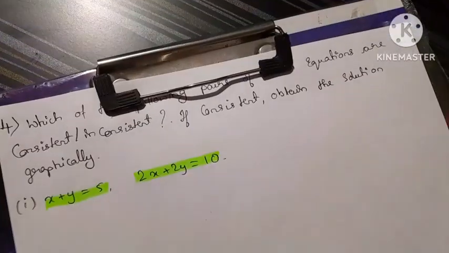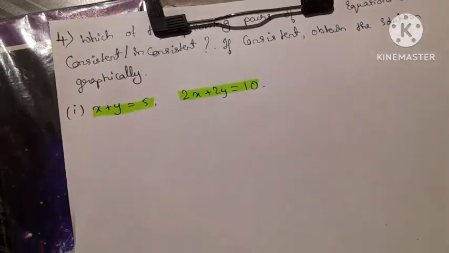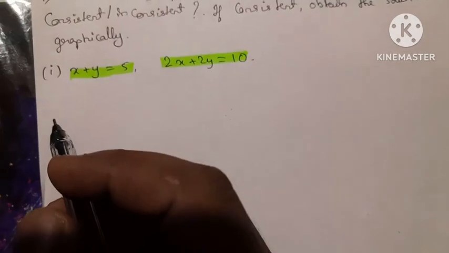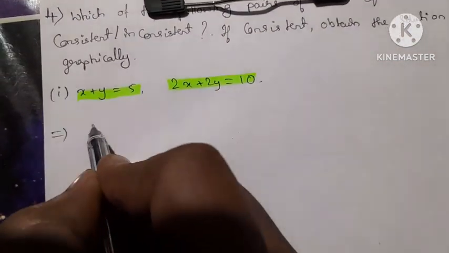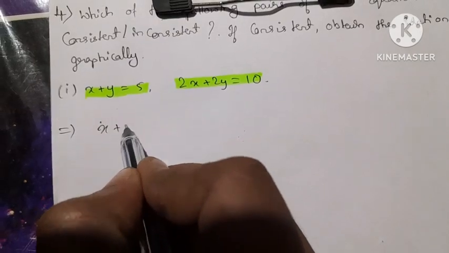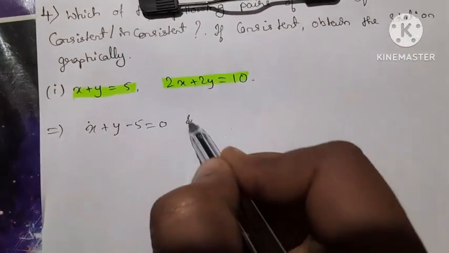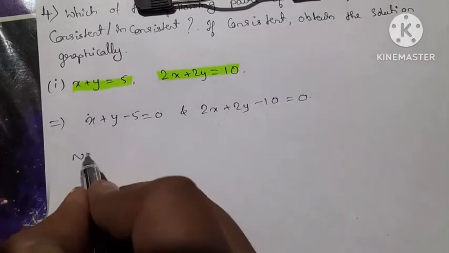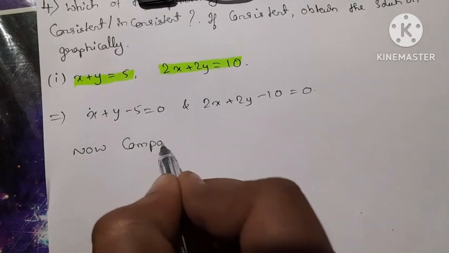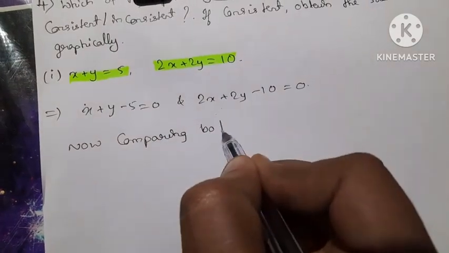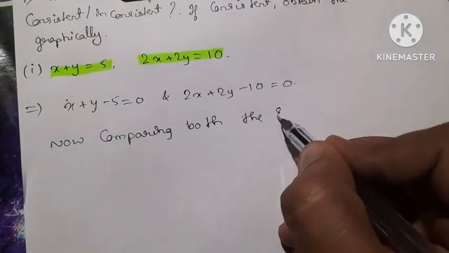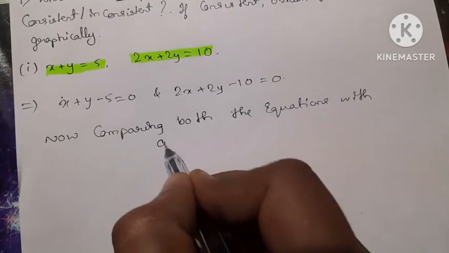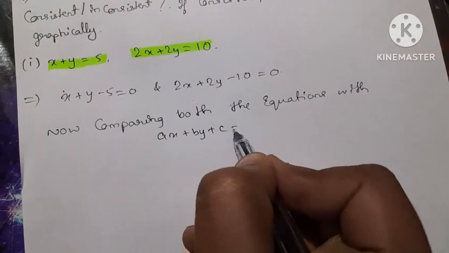Now in the third question we saw how to find if they are consistent or inconsistent. We will solve this question and see if these equations are consistent or inconsistent. So the first step would be rewriting these equations, which will be x plus y minus 5 equal to 0 and 2x plus 2y minus 10 equal to 0. Now comparing both the equations with ax plus by plus c equal to 0.